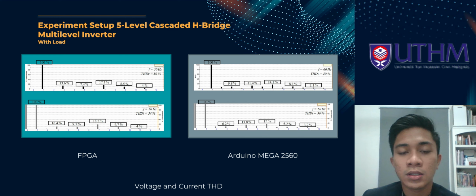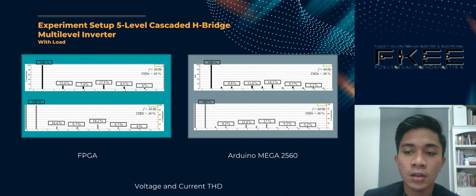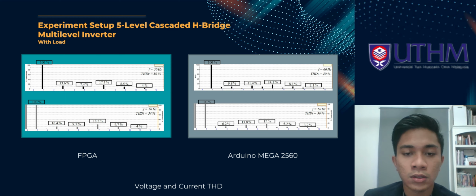We can see here the voltage THD for the FPGA and Arduino is the same at 30%. The current THD for the Arduino Mega is slightly higher at 36%, and for the FPGA it is 2% lower, which is 34%.